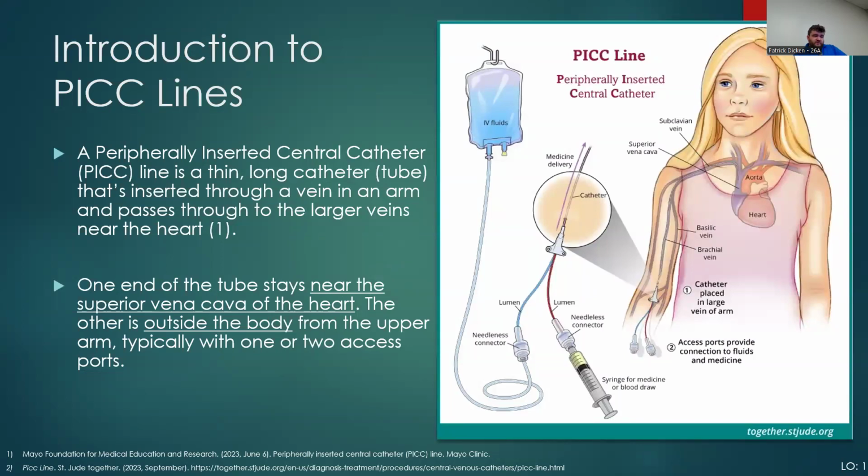A PICC line is a peripherally inserted central catheter. It is a long, thin tube that goes from the arm to the heart, and one end stays near the superior vena cava of the heart, and the other is outside the body.